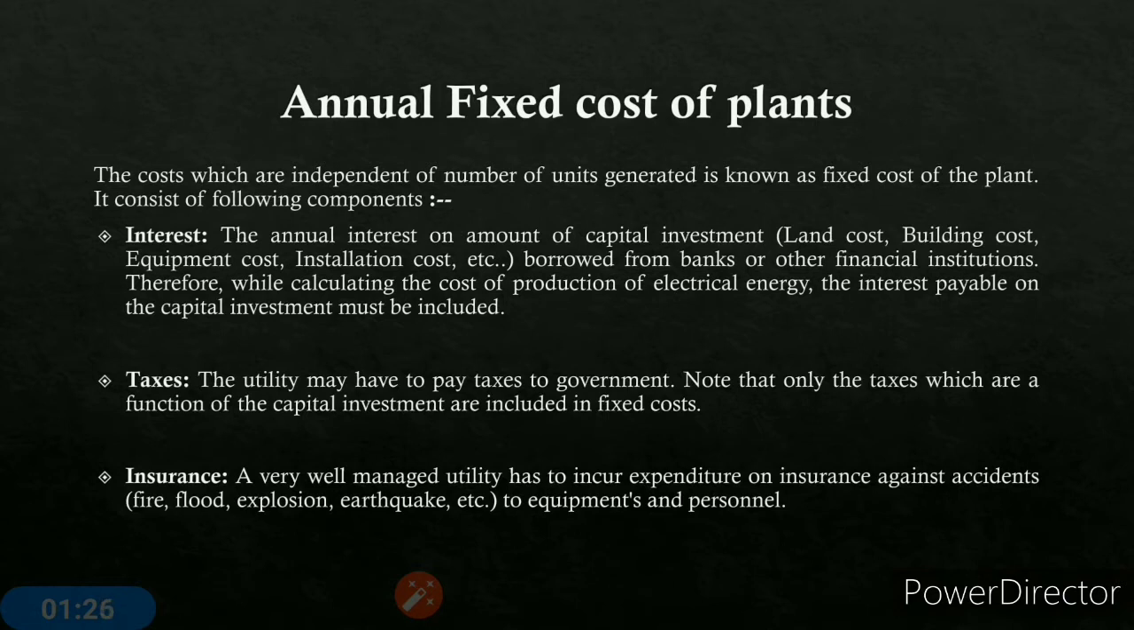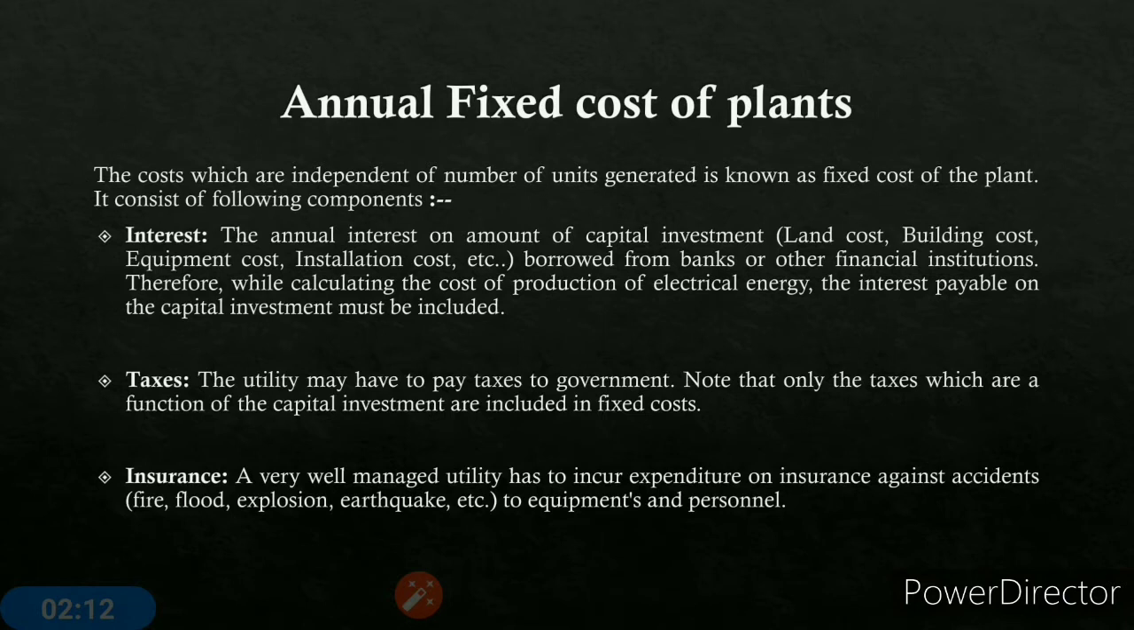Now, the first term is the interest. We know that for the construction of a power plant, a huge amount of money is required, and this amount must be taken as a loan from the government or with the help of a financial institution, or acquired by the sale of stock and bonds or both. So, there is an annual interest on the amount of capital investment borrowed from a bank or other financial institution. While we calculate the cost of production of electrical energy, the interest payable on the capital investment must be included.